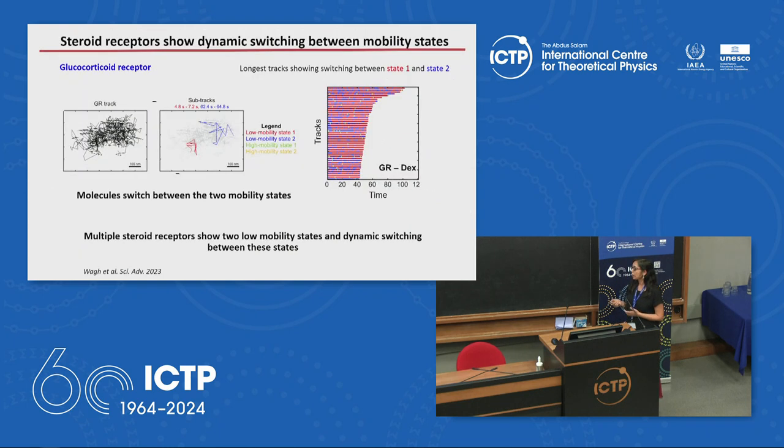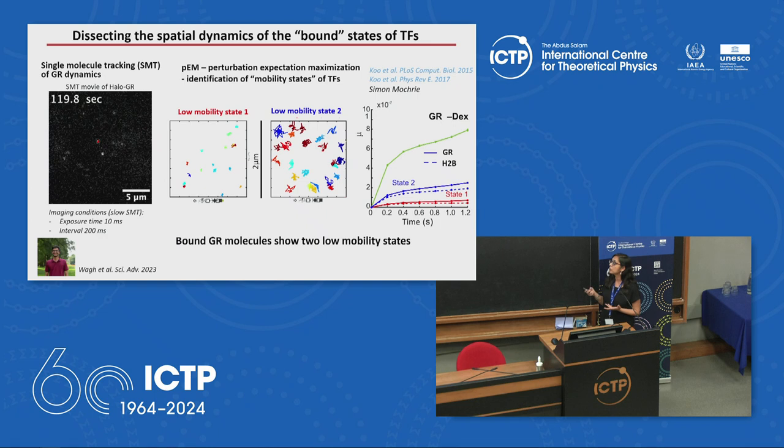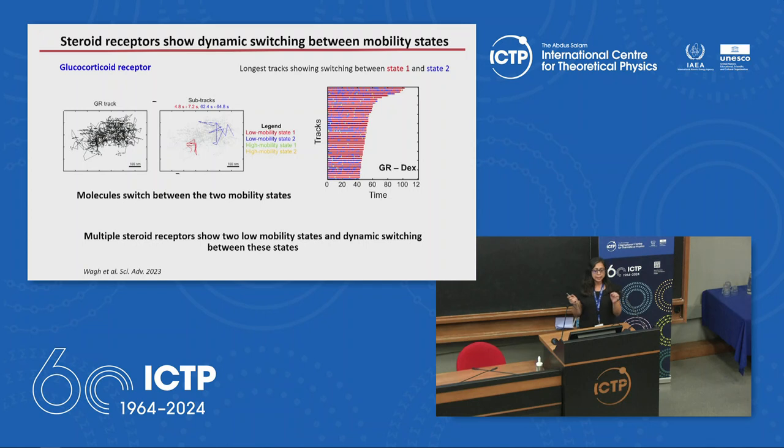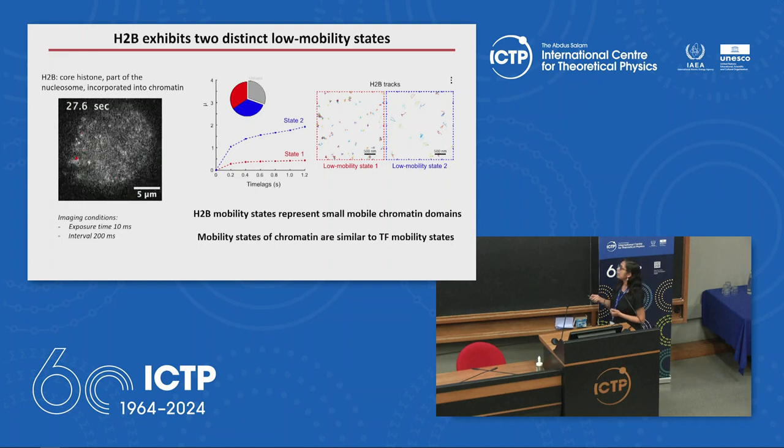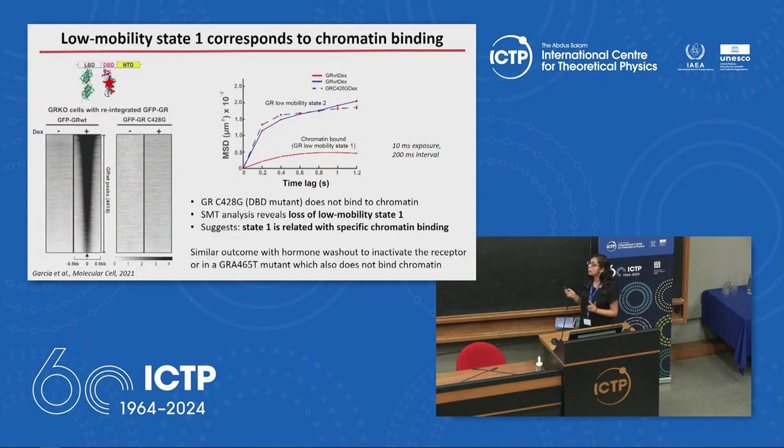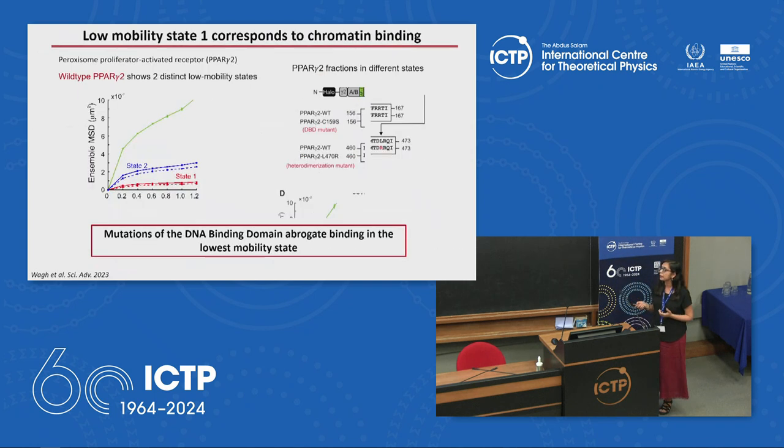So for these bound molecules, we see that they are in two mobility states, a very low mobility and then a higher mobility. And these particles also appear to switch between these two mobility states. And then I'm going to move on and say that a couple of take-home messages are that the lowest mobility state one appears to correspond to specific binding to chromatin, because mutation or removal of the DNA binding domain leads to loss or decrease in the fraction of these lowest mobility states.